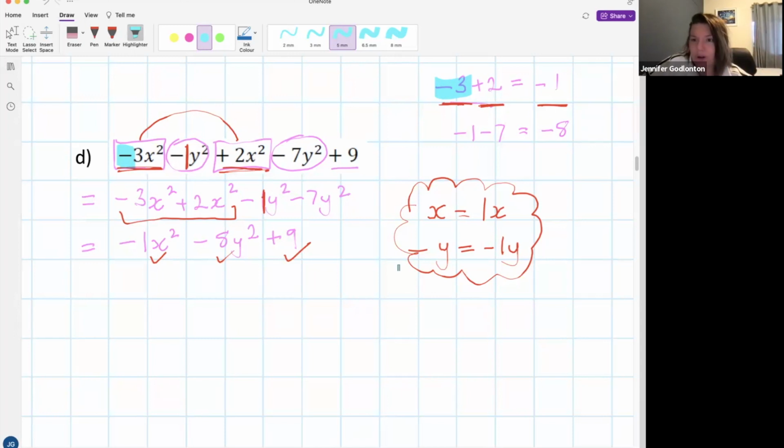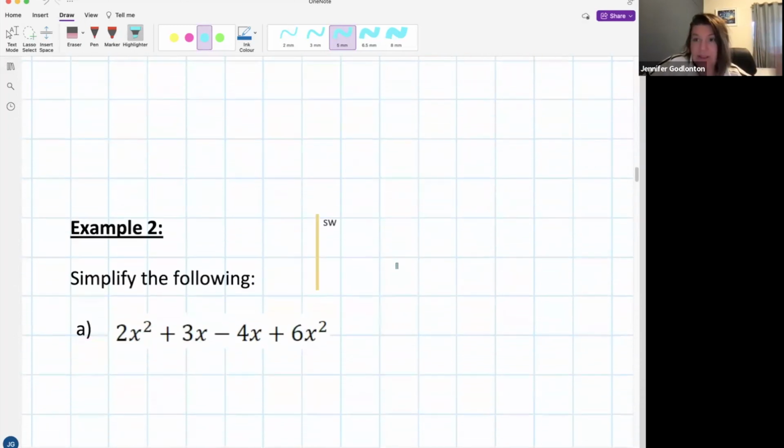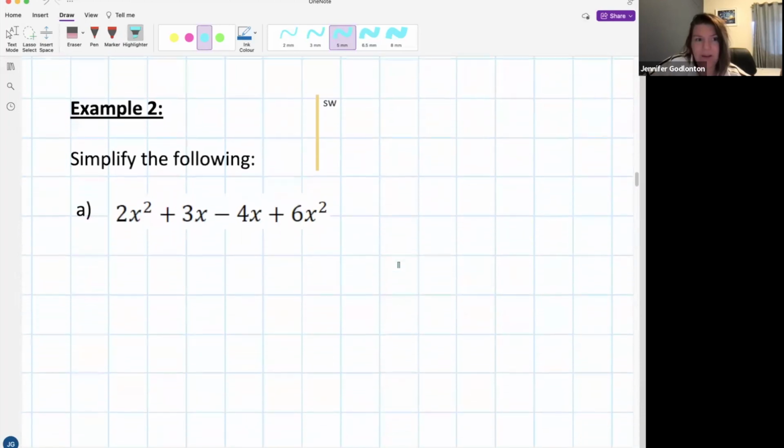Let's give some more a go. Let's see how our brain goes with this. And then I promise at 6 o'clock, we'll have a brain break.